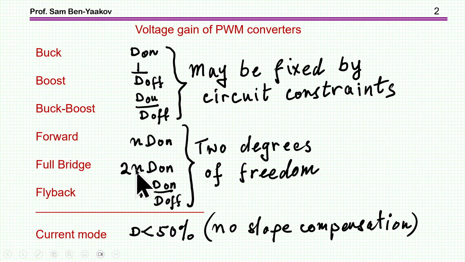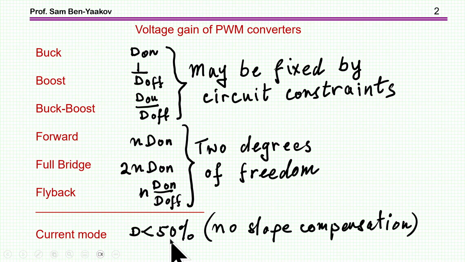Now, in the case of a transformer or a flyback with coupled inductors, we do have another degree of freedom, and that is the turns ratio. For example, here in the flyback, we have both the turns ratio and the duty cycle, and then we have to decide how to select each of them.